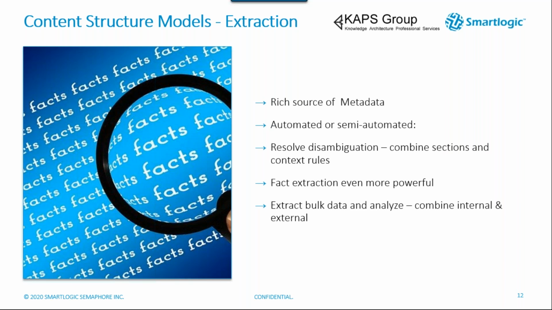And then fact extraction, which Bob is going to talk about more, is even more powerful, where you're talking about not just, okay, what are all the addresses in this document, but what are the addresses for specific entities? So it's a relationship of entities or the entities in the relationship. So when you do all this, then one of the applications you can do is extract all that data and analyze it, combining internal and external, combining structured and unstructured, and build much richer analytical applications.